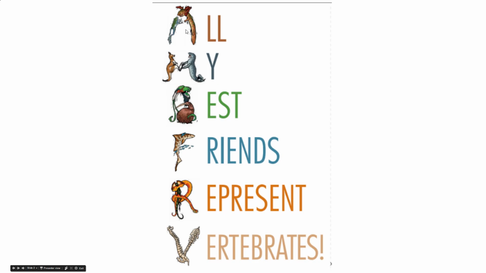A stands for amphibians. M in my stands for mammals. B in best stands for birds. F in friends stands for fish. R in represent stands for reptiles. And then finally, the V you can see are vertebrae, or the vertebrates, the group that all these animals belong to.